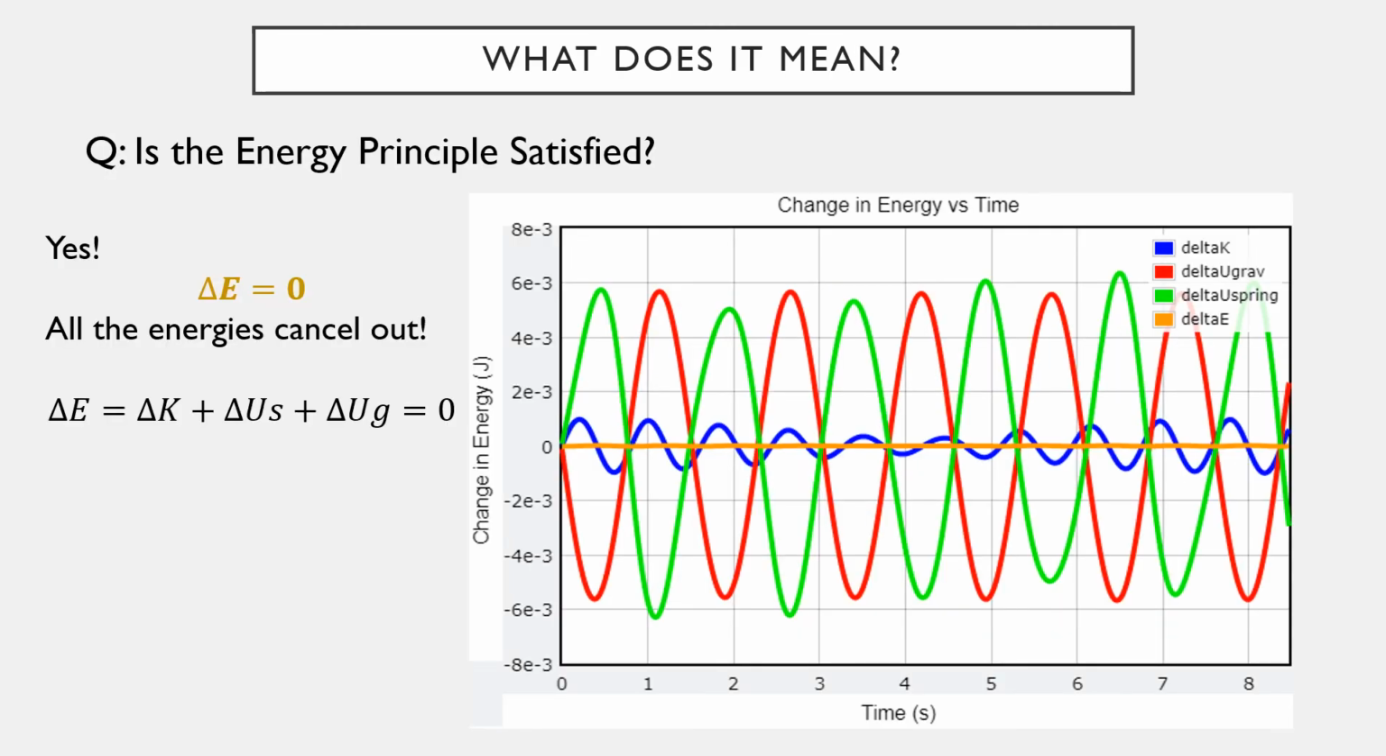What does it mean? For my model system, is the energy principle satisfied? Yes. The total energy, represented by the yellow line, is zero, meaning all the energies cancel out. Our spring potential energy and gravitational potential energy are opposite each other, and the kinetic energy, which is smaller but oscillates at twice the rate as its other energies, cancels out the sum of all the other energies.